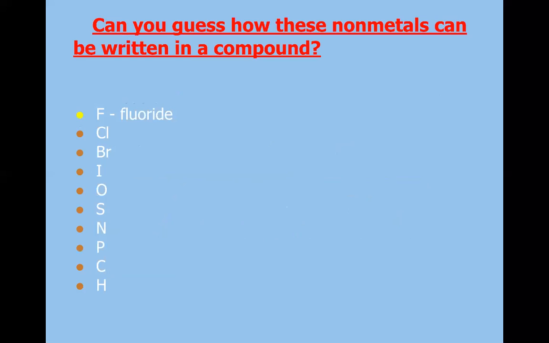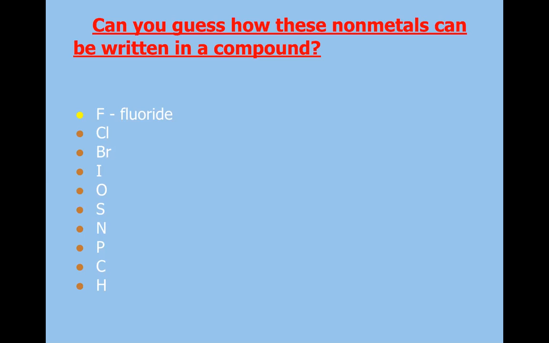Okay, so I want to list out all the non-metals and make sure how they are going to change when they come in ionic compounds. So can you guess how these non-metals can be written in a compound? First one, fluorine, fluoride. And how about the other non-metals like chlorine, bromine, iodine, oxygen, then sulfur, nitrogen, phosphorus, carbon, and hydrogen? How are all these non-metals going to end when you write their names in an ionic compound? Pause the video, take some time, then we will check our answers.